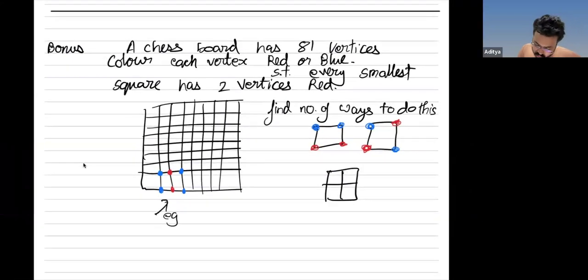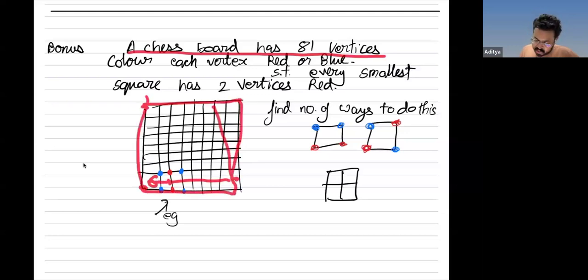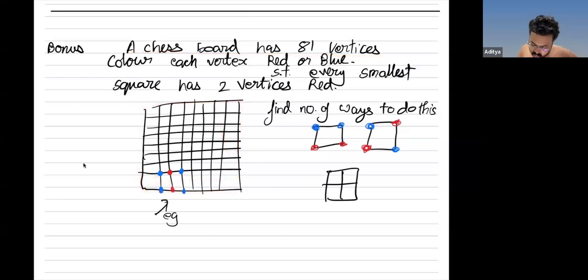So here what the question is saying is a chessboard has 81 vertices. The chessboard has 64 black and white squares, but the vertices are 81 because it is 9 by 9. Now you are trying to color each vertex either red or blue. Any square that you choose on this board should have two vertices red and two vertices blue.